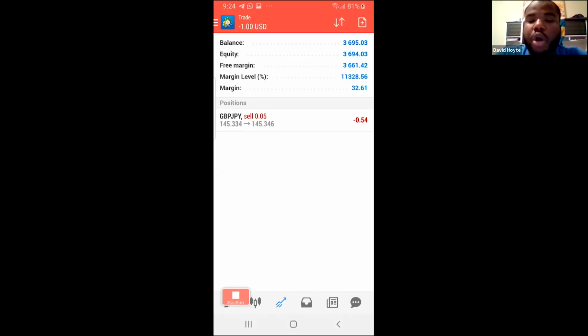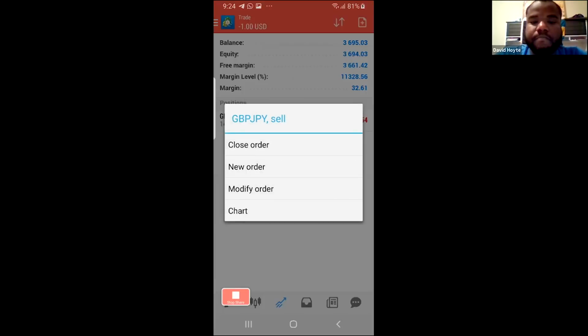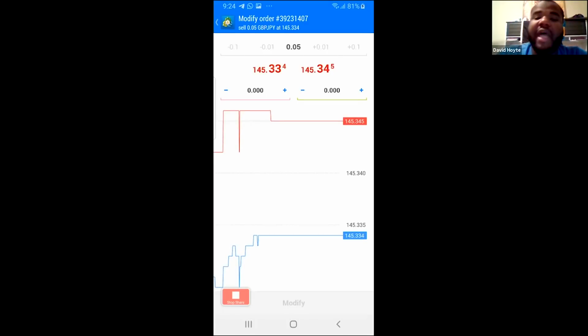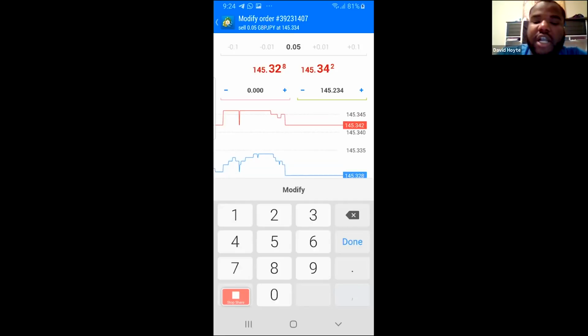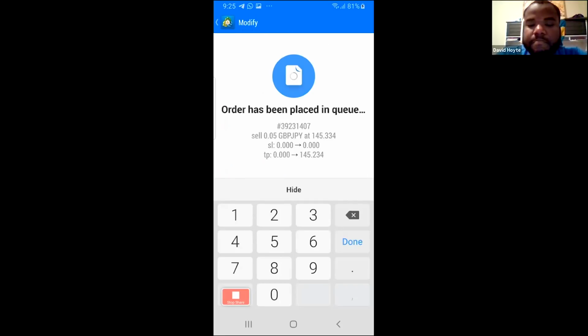So now we're going to modify it. And to the right is where our take profit is at. And she's going to plug in our take profit. 145.234. Now, if you have an Android, if you look to the top in the blue, you would see where it's telling you where your entry price is at. iPhone, I don't know. You have to just write it down. All right, so after she plugs in the take profit, she's going to click on modify.